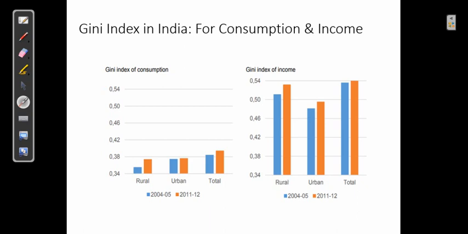So in rural areas, income inequality has been quite high since 2004-5. It was around 0.51 in 2004-5. It has increased to around 0.53 in 2011-12. So income inequality has increased over a period of time in rural areas as well as in urban areas, because in urban areas it was 0.47 in 2004-5 and it has increased to 0.49 in 2011-12.